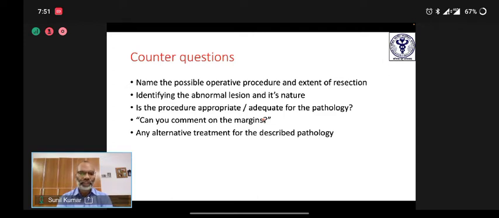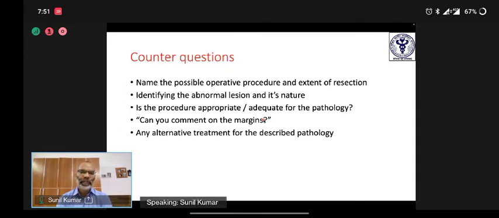And then comes the question: do you think that this procedure is appropriate or adequate for this pathology? Then you have to comment about that. That extent of surgery is adequate or not. If there is no omentum attached and you are saying this is a gastric cancer specimen, then yes, I expect omentum to be attached in that, and that should be commented about.